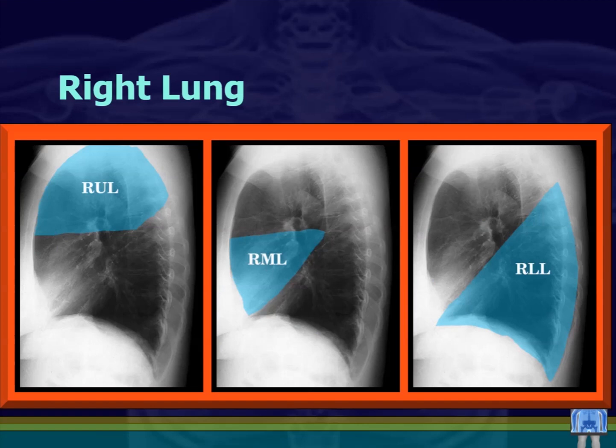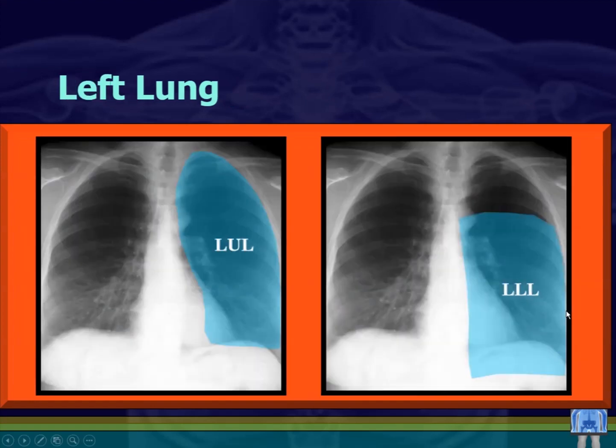So what do we use the lateral for? Here you go. If you look on the lateral now it becomes very obvious who's who. Right upper lobe, but now the right middle lobe is this wedge in the front. The lower lobe is all back here. So that will help.